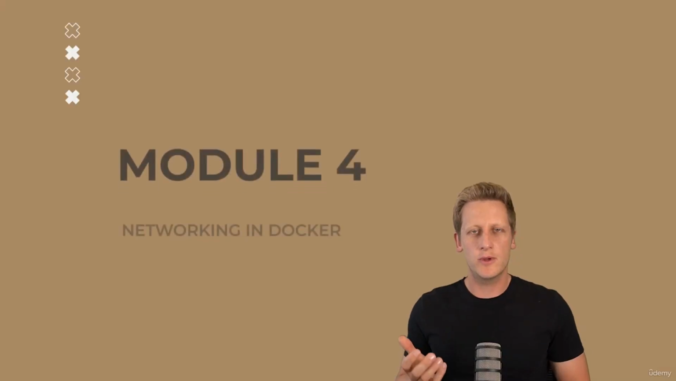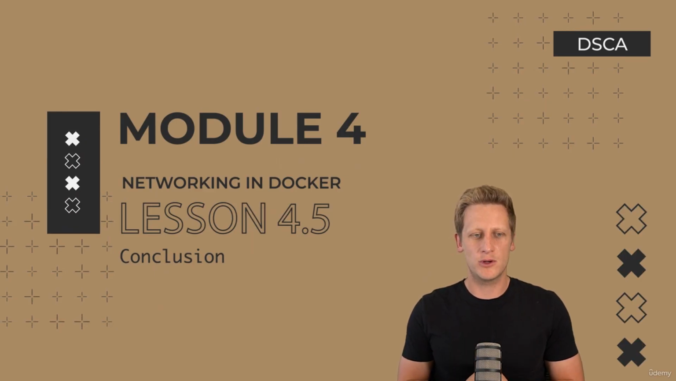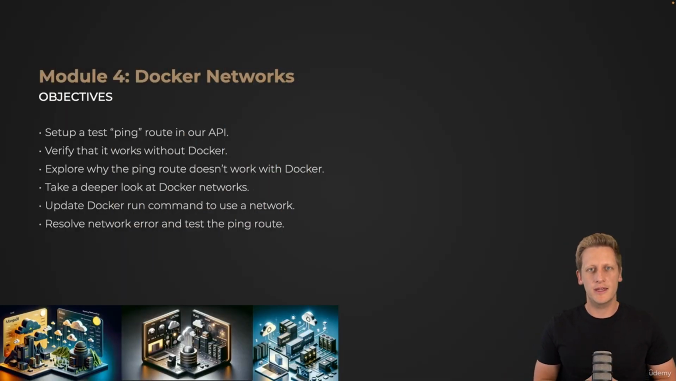At this point, we have covered all the objectives that I set out in the first lesson of this module. We've implemented a test route, that ping route handler that we implemented in our API. We've tested that on our localhost and our local environment. We came across that error, connection refused. We understood why we get it.